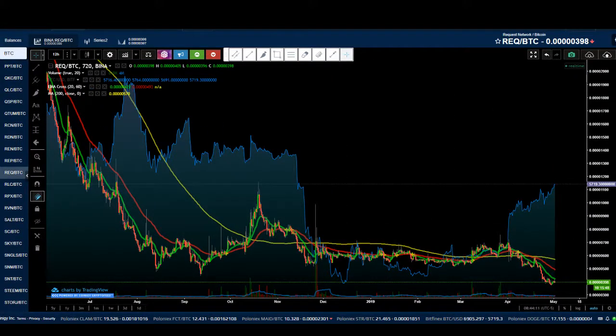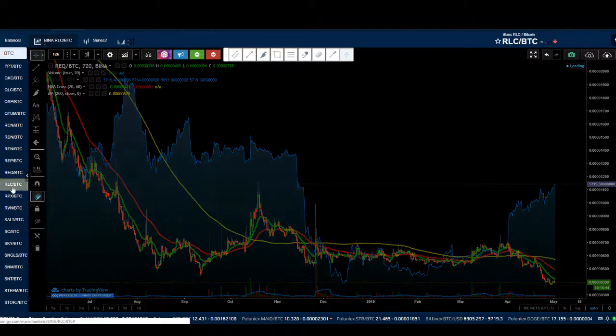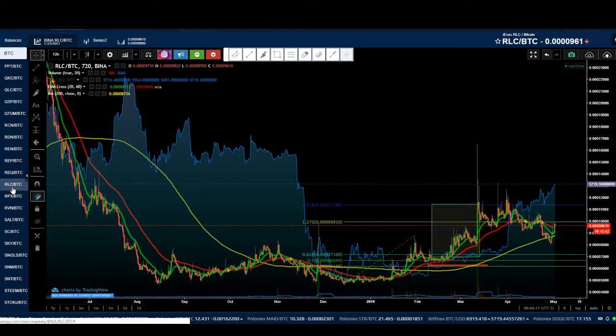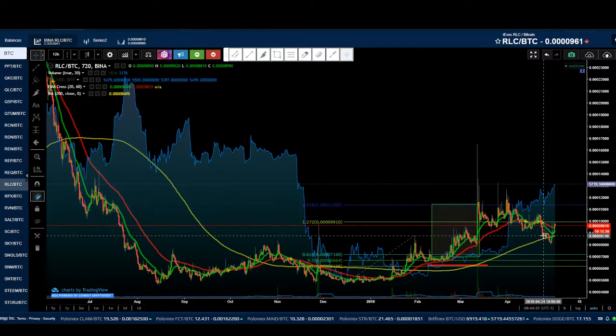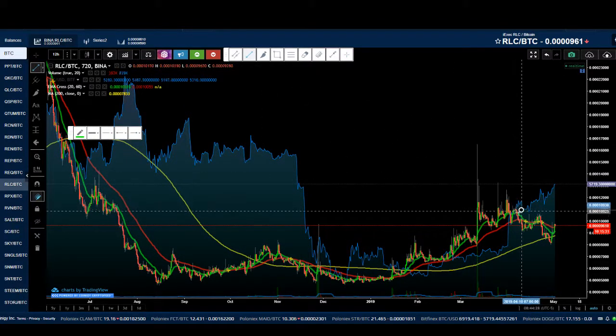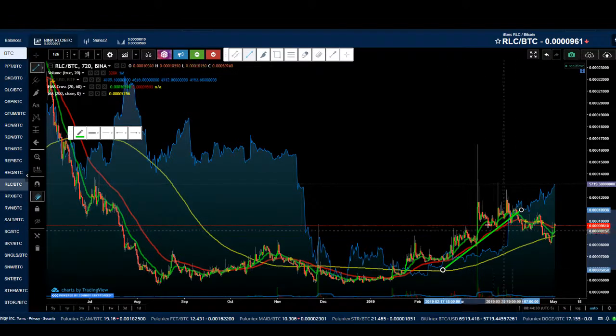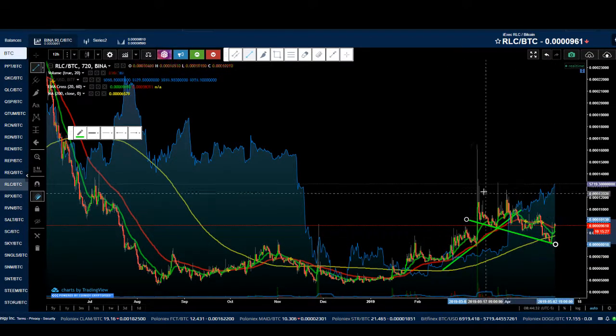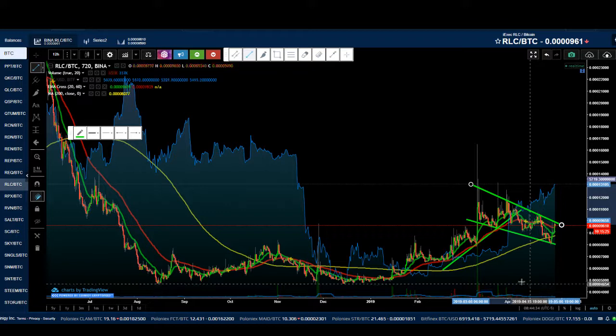REQ, is that where you're at? REQ is a fail still. RLC is marked as a pass, and indeed showing a bit of strength off of all of this mess of indicators. And I like it because it is bouncing back, giving us the springboard effect out of this range.